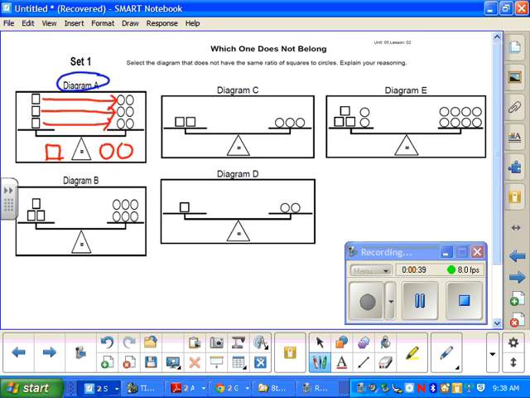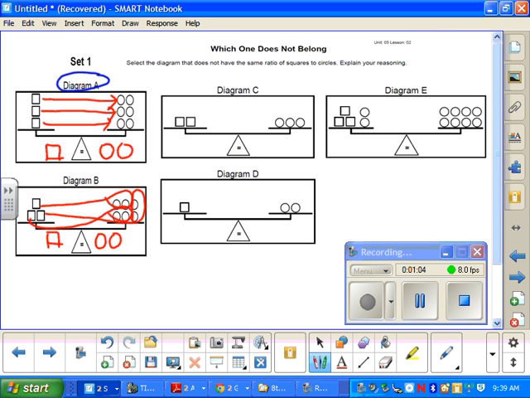Okay. We will once again connect 1 square to 2 circles, and then 1 square to 2 circles. That leaves us with 2 more circles, so we'll connect that last square to 2 more circles. So again, we have 1 square goes with 2 circles.